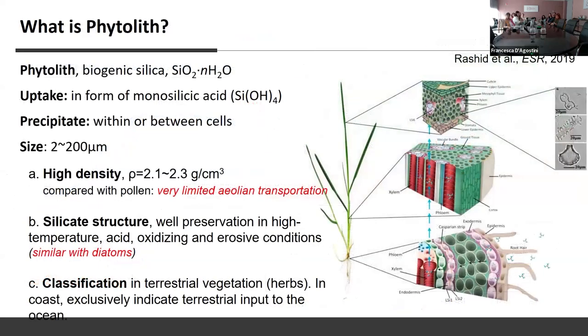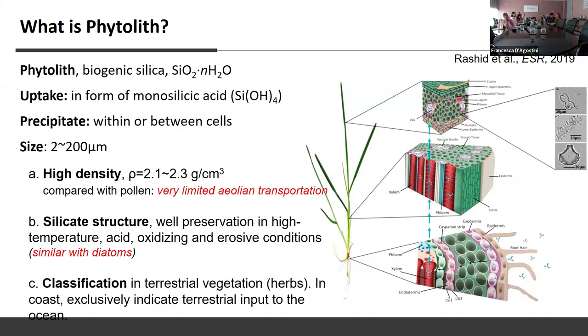So the proxy we are talking about here today is phytoliths. I'm sure you have a very good understanding of phytoliths, but I want to give a very brief introduction. Phytoliths are biogenic particles present in plants. They form from soluble monosilicic acid, which is taken up by the plants and transported by evapotranspiration. Once the water evaporates at the leaf site, they deposit within or between the plant cells.